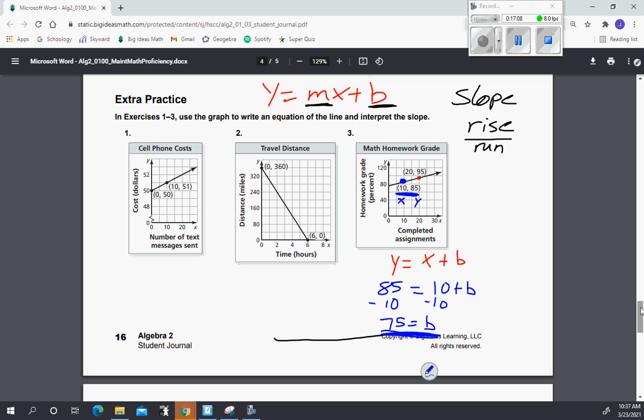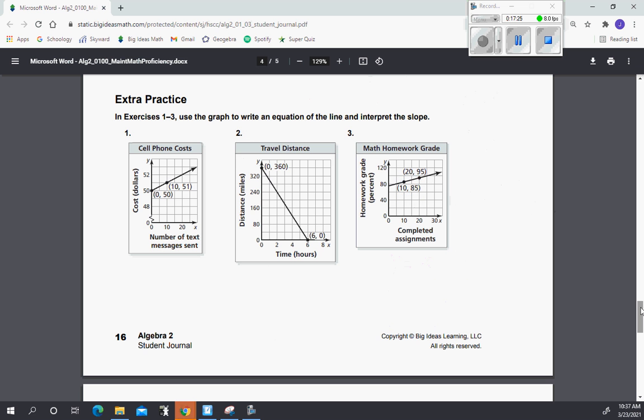Not done. I just found b. I'm going to plug it back into my equation. y equals x plus 75. Done. If you don't know the y-intercept, you have a little math to figure out.